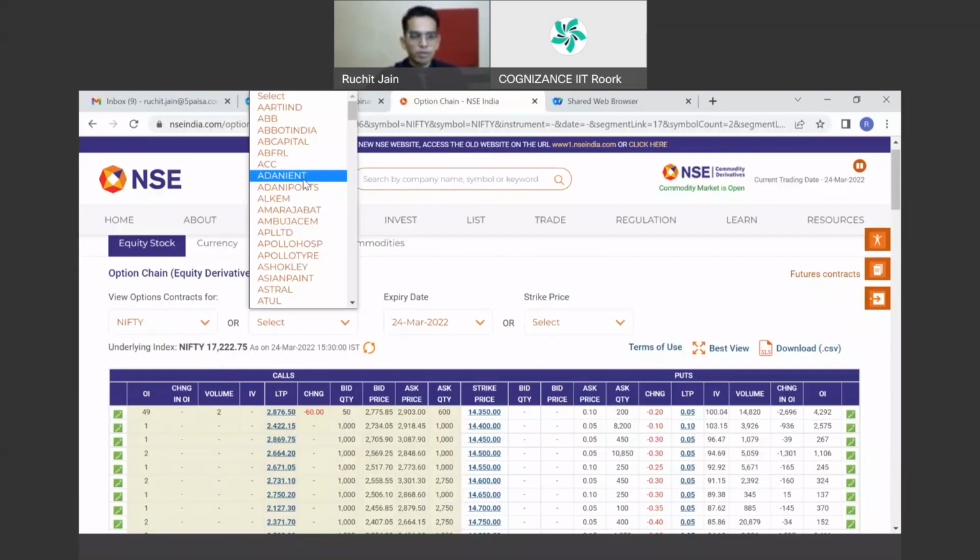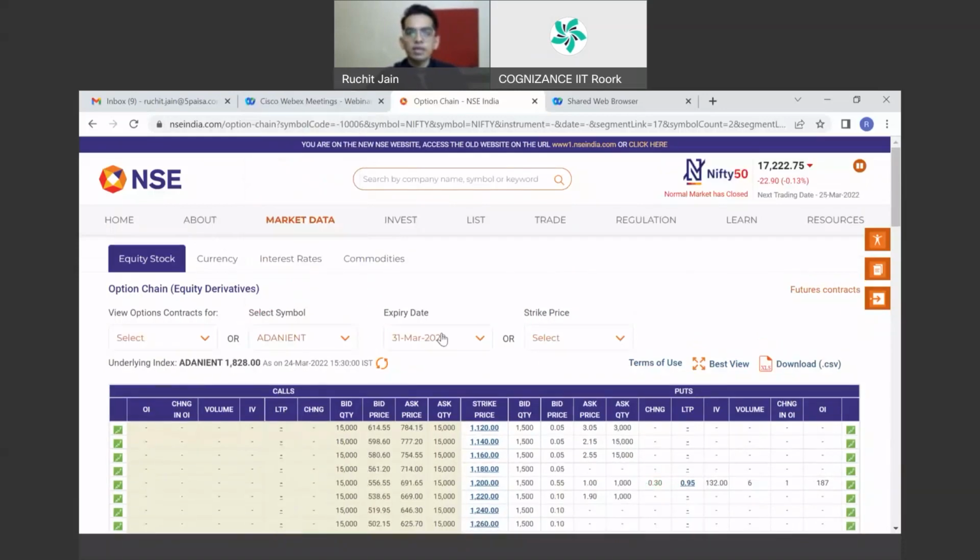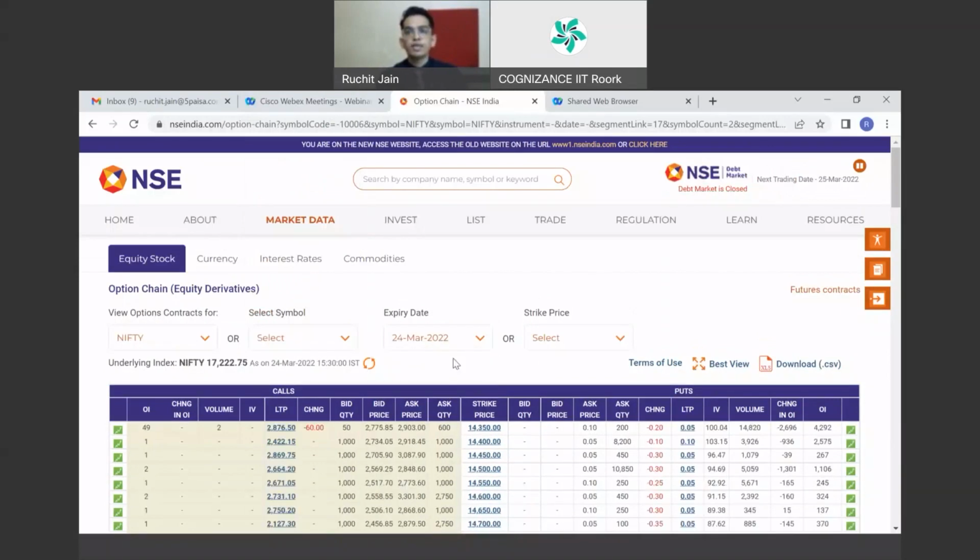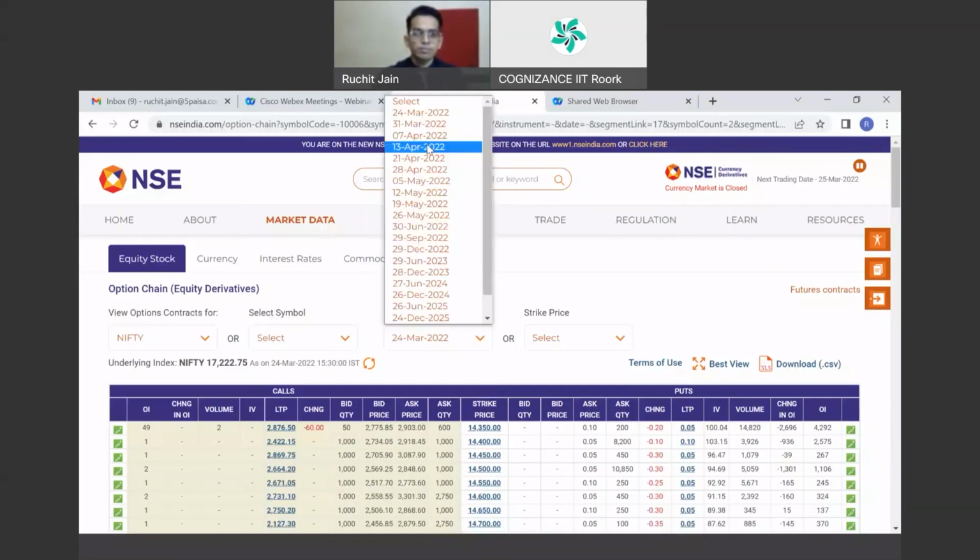Now, if I change this to Nifty, then you can see the expiry dates here: 24th March, 31st March, 7th April, 13th April. So index options have expiry every week. There are weekly contracts in index options. There are two indexes which are traded, Nifty and Bank Nifty, and they have weekly contracts, and all the stock options have monthly contracts which expire once in a month. Okay. So this is the 24th March. Today is 24th March.